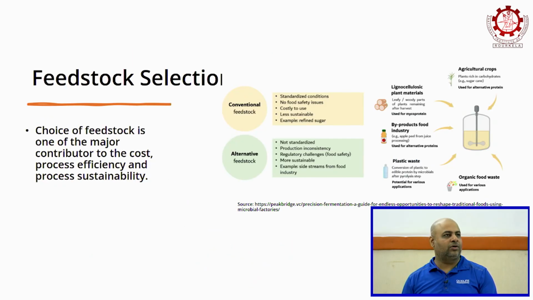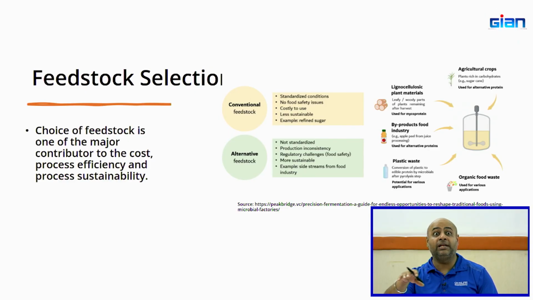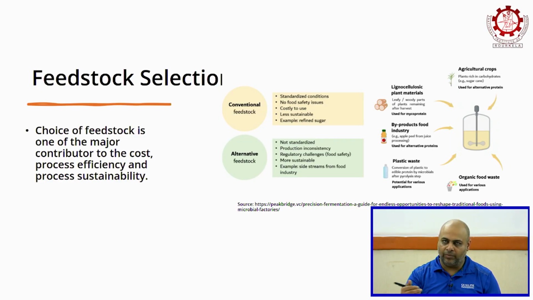Feedstock selection. The choice of feedstock is one of the major contributors to the overall cost. So we have already discussed this in detail for the process efficiency and the process sustainability. As we go into the detail of precision fermentation, this is where the sustainability part of this whole course will come into picture, because we are trying to choose feedstocks that are sustainable in nature.